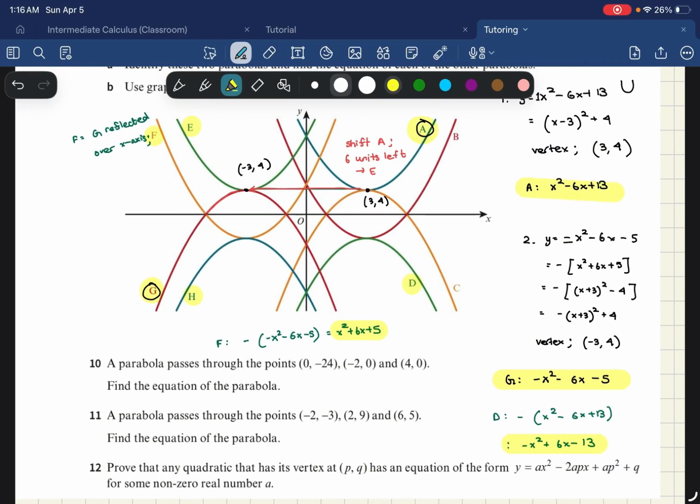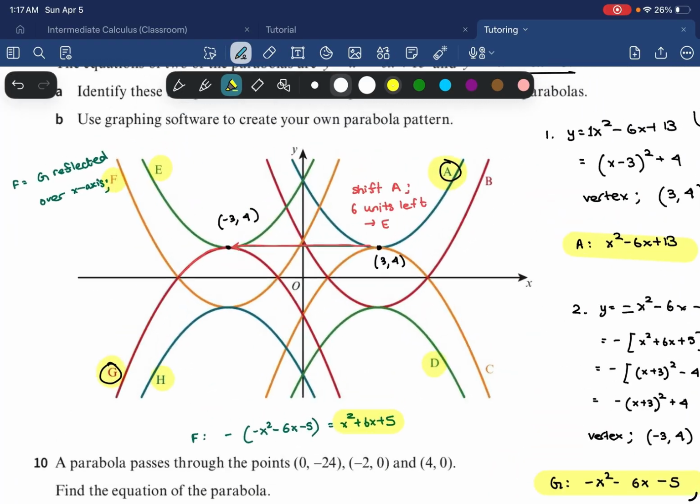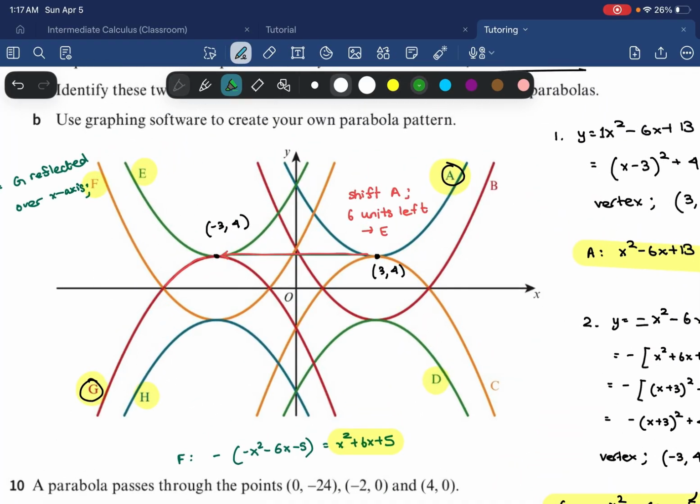If I know B, then C is just B flipped over the x-axis, right? Now let me give you another insight on symmetry. If you look at the graph f, the graph f is the orange curve here. So let me just trace through the graph. This is graph f.